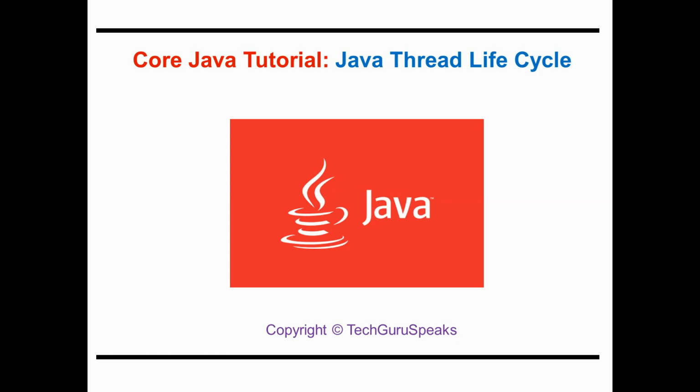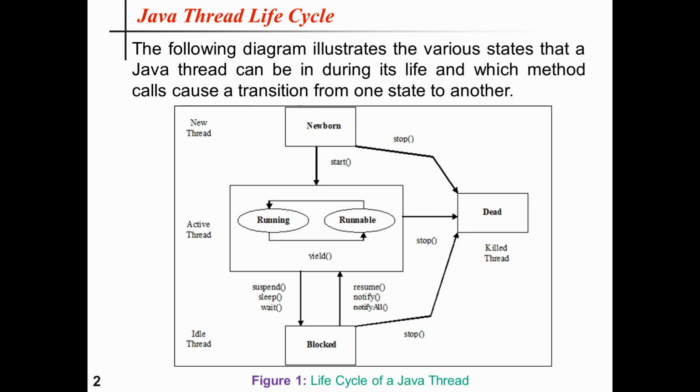Today I would like to discuss the Java thread lifecycle. Now the following diagram illustrates the various states that a Java thread can be in during its life cycle, and which method calls cause a transition from one state to another. Basically, there are 5 states in the Java thread lifecycle.